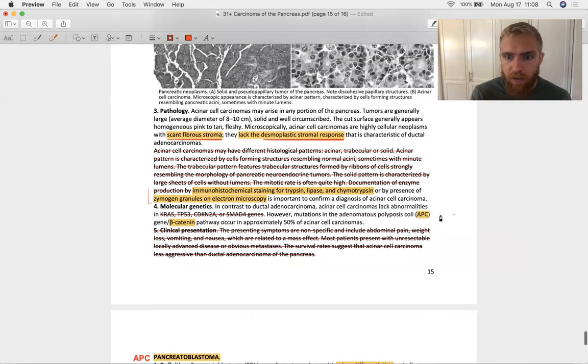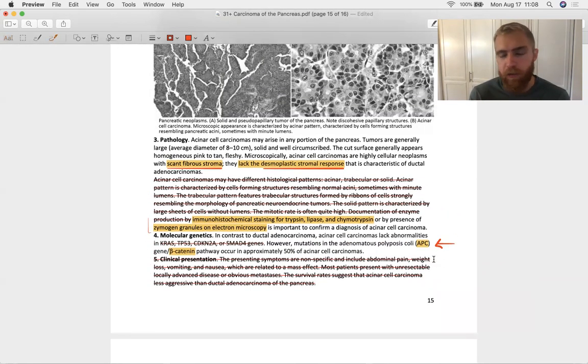And they want to ask you, what's the mutation? You're going to say APC or beta-catenin, whichever one they list. Go with APC if it's both. Because, you know, at this point in my medical education, I would not put anything past people who write exams.